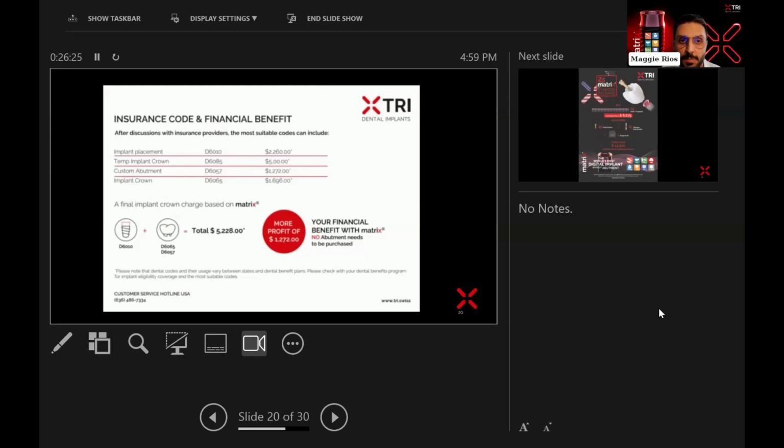Because of the way that we have reverse engineered the index on the implant, that is considered your custom abutment. And for the same reason, you can use the custom abutment code D605057 and actually get reimbursed on that.